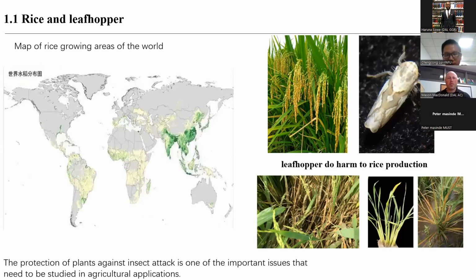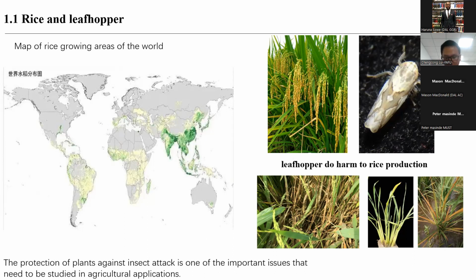Let's move on to the first part of this topic. The motivation of this work is like this. Rice is the most important food crop in the world, especially in Asia, where rice is the staple food. However, disease and insect pests often occur in the planting process of rice, which seriously affect the quantity and the yield of rice. Among the many kinds of insect pests in rice, leafhopper is the most serious.